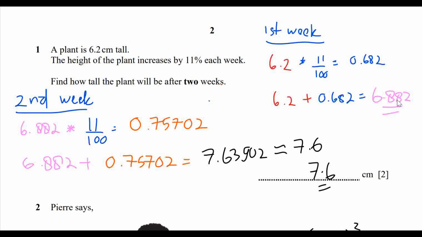That is 6.882. Now this becomes the starting height for the second week, times again 11%, and we count this with the calculator. This height we add up to the starting height at the second week, and we get the total after the second week, which is 7.63902. Since the question is given in one decimal place, 6.2, we round to one decimal place, so 7.6. The next digit is 3, so we ignore it since it's less than 5, so 7.6 is our answer. So we hope it's clear.